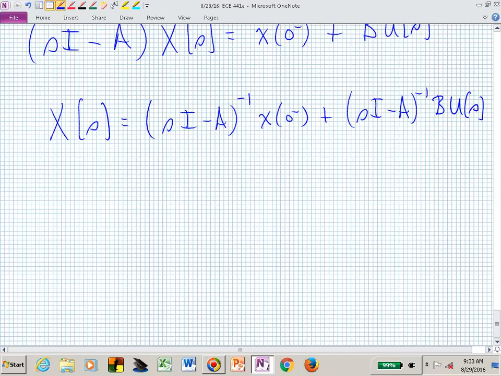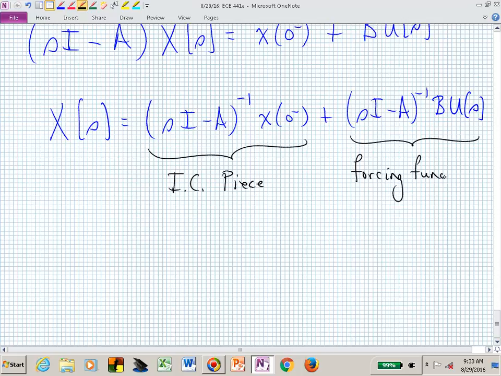My position and velocity are made up of some term due to the initial condition, you could call that the initial condition response, and a term due to the input, which you could call the forcing response. This is now the initial condition piece, or component, and this is the forcing function piece.